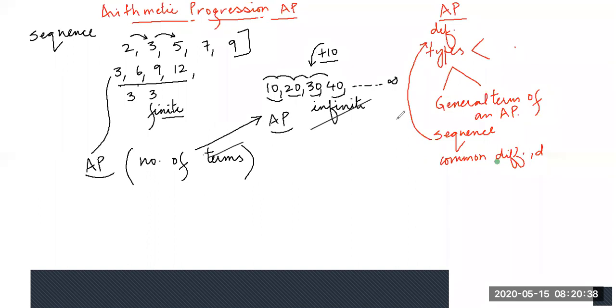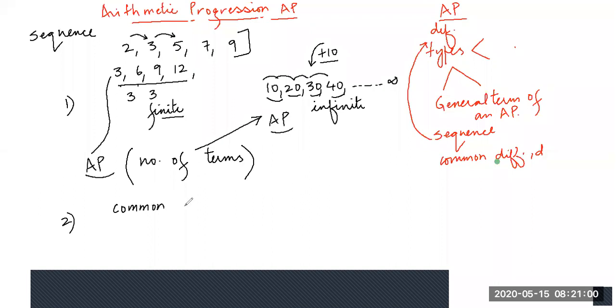Perfect, guys. So types of arithmetic progression based upon number of terms is over. Now there's another parameter. On the basis of that, we can define arithmetic progression. For that, we have to understand what is common difference.